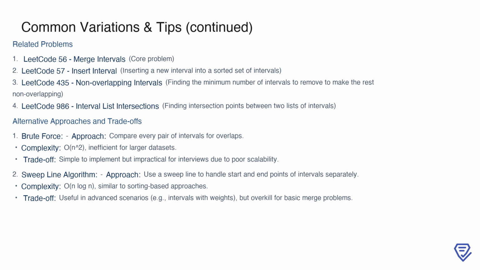In terms of alternative approaches, the brute force method involves comparing every pair of intervals for overlaps. While this approach is simple to implement, its O(n²) complexity makes it impractical for larger datasets. The sweep line algorithm is another option, where you handle the start and end points of intervals separately. This method has a complexity of O(n log n), similar to the sorting-based approach, and is particularly useful for advanced scenarios, such as dealing with intervals that have additional attributes like weights. However, it's often unnecessary for basic merge problems.